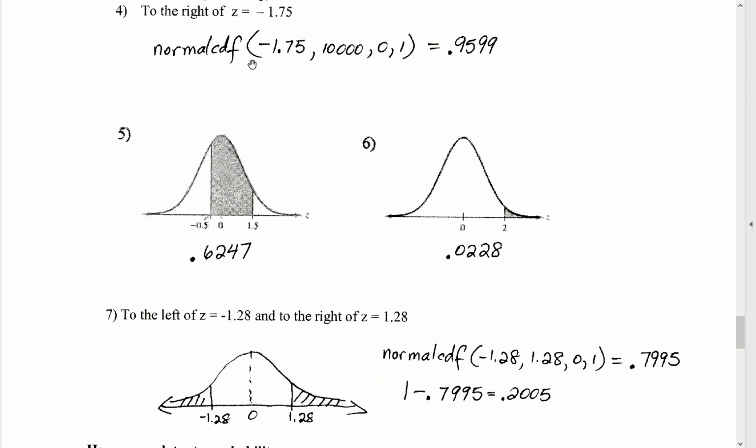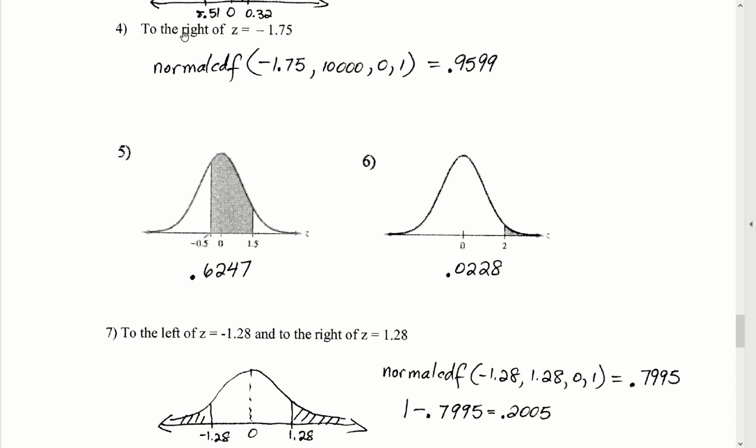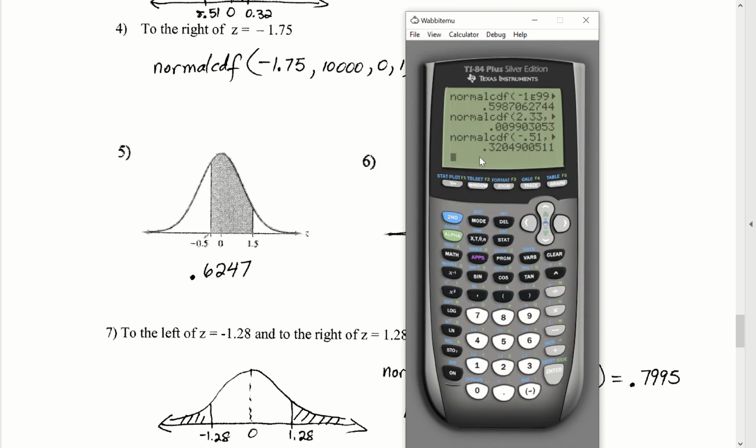Let's take a look at number 4. We want to do to the right of z equals negative 1.75. If you would go ahead and draw your bell-shaped curve, so sketch it out, negative 1.75 itself would be somewhere to the left of the mean, and then we're looking for the area that is to the right of that.